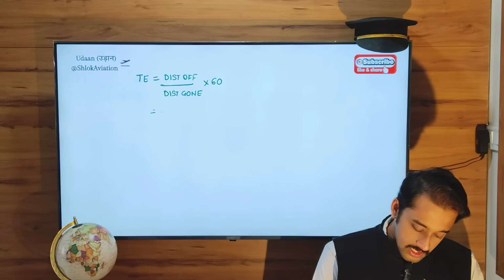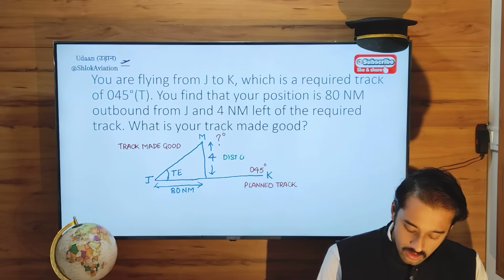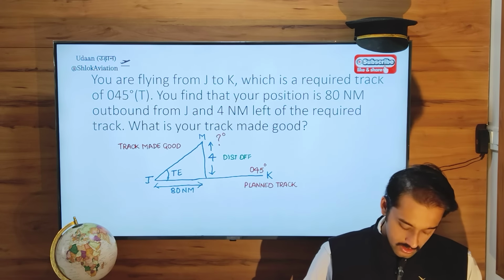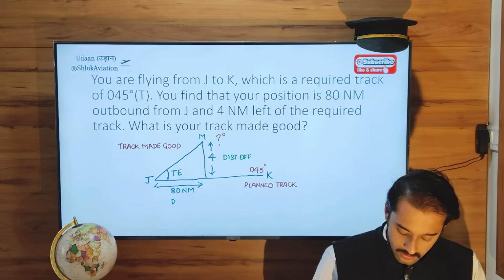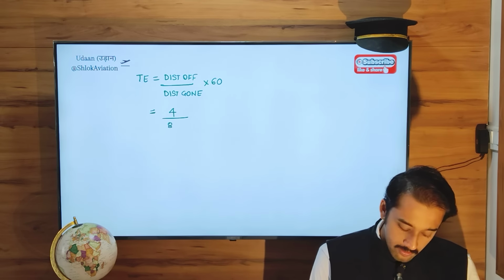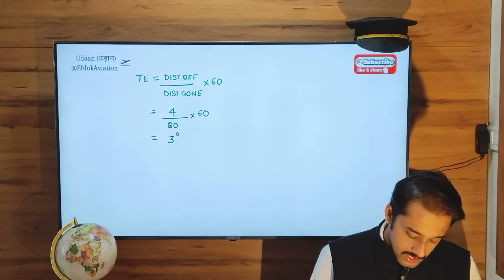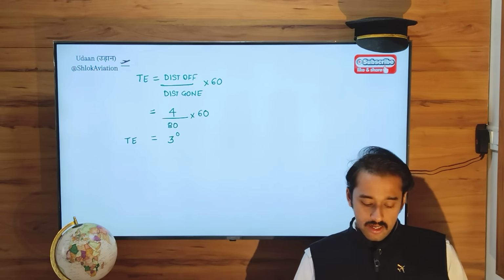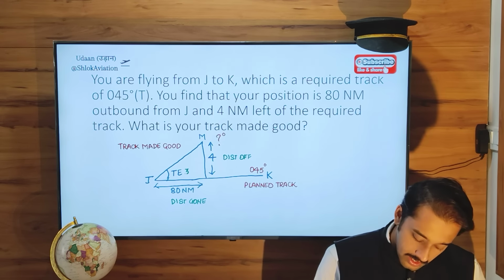Let's substitute the values. What is the distance of track? Distance of track is 4 miles. Distance gone is 80 nautical miles. So 4 divided by 80 into 60. So it is 3 degrees. Track error is 3 degrees.